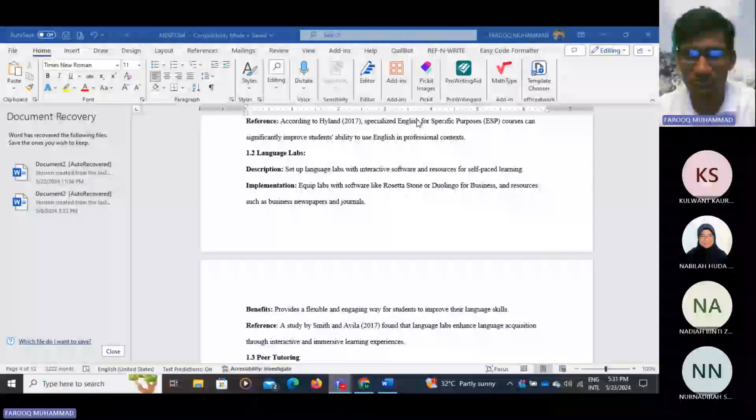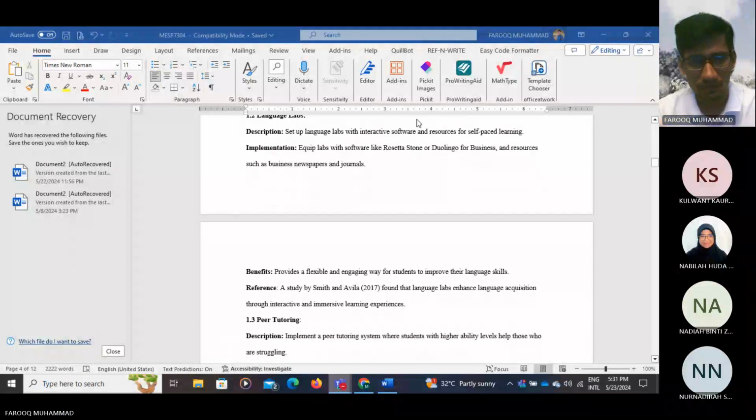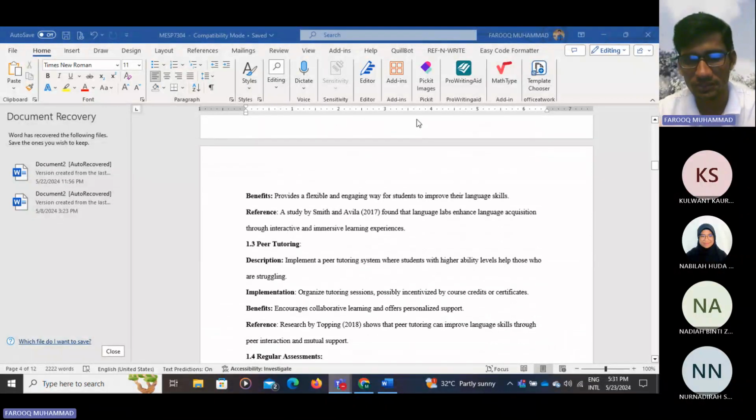Equip labs with software like Rosetta Stone and Duolingo for Business, and resources such as business newspapers and journals. If you are reading English newspapers daily, you can enhance your vocabulary, your speaking, and your listening skills also. If you are listening to the news, BBC or CNN, it will be very good for you to have a rich vocabulary and a very good command of the flow of speaking. So what would be the benefit?